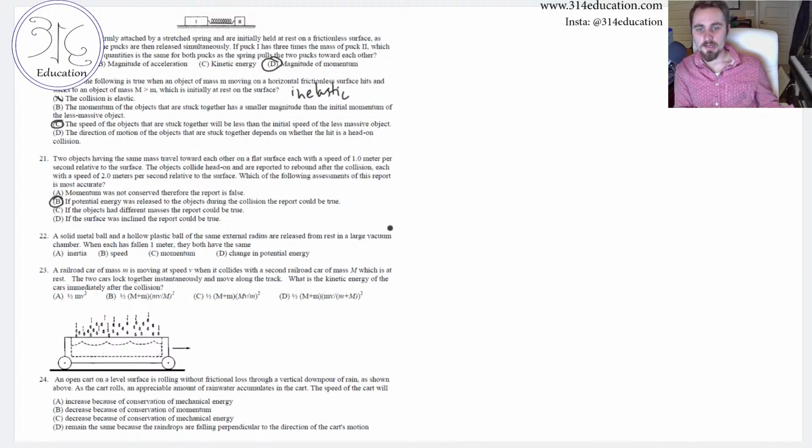22, a solid metal ball and a hollow plastic ball of the same external radius are released from rest in a large vacuum chamber. When each has fallen, they both have the same which. So we're assuming their mass is not the same. If their mass is not the same, they would not have the same momentum. They would not have the same change in potential energy because the one with a larger mass will have lost more potential energy. They would still, if they're traveling the same distance, have accelerated the same amount, so they would have the same speed.